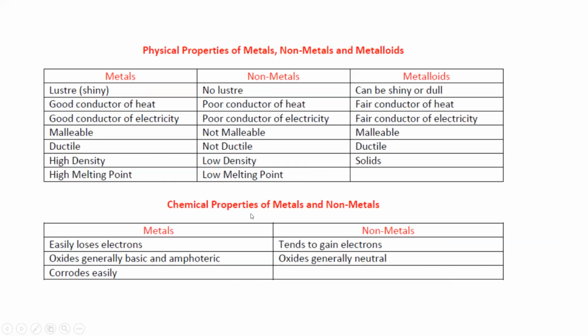So, the general chemical properties: metals generally tend to lose electrons, whereas non-metals tend to gain electrons. Metal oxides are usually basic or amphoteric, whereas non-metal oxides are generally neutral, but can be acidic. And metals corrode easily; later in the chapter we'll discuss what corrosion is. Is this part clear? Any question on this slide?